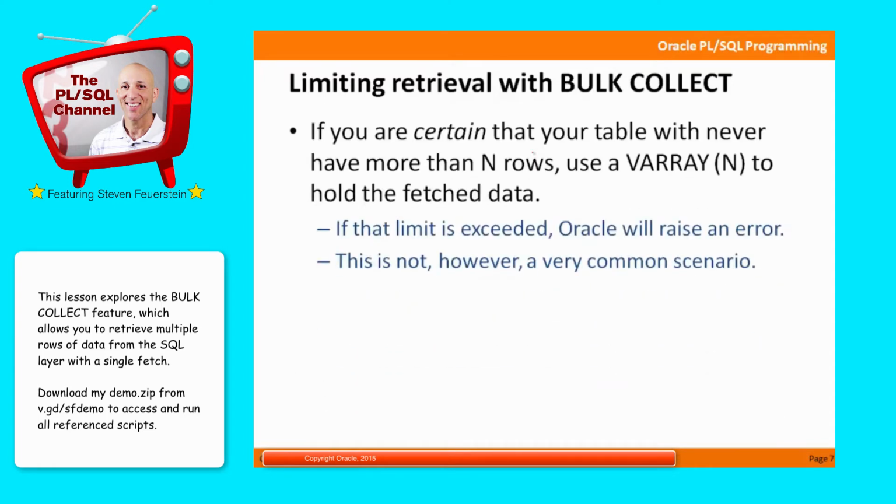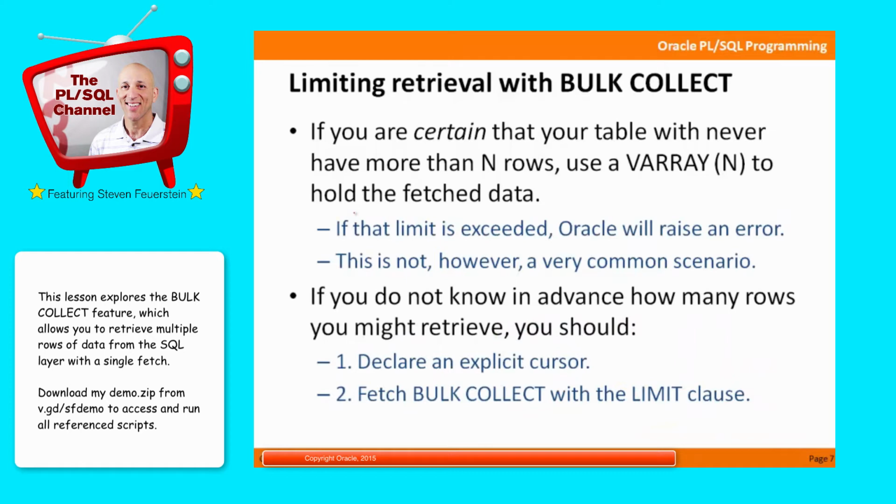So if you're certain that your table is never ever going to have more than a certain number of rows, like never more than 100, you could select into a V-array. A V-array collection type enforces a maximum upper limit on the number of rows in that collection, therefore the number of rows that can be retrieved with bulk collect. But that's a very unlikely scenario. In general, your tables are growing. You can't put an artificial upper limit on it. And if you're not careful, you could run into the memory errors I talked about.